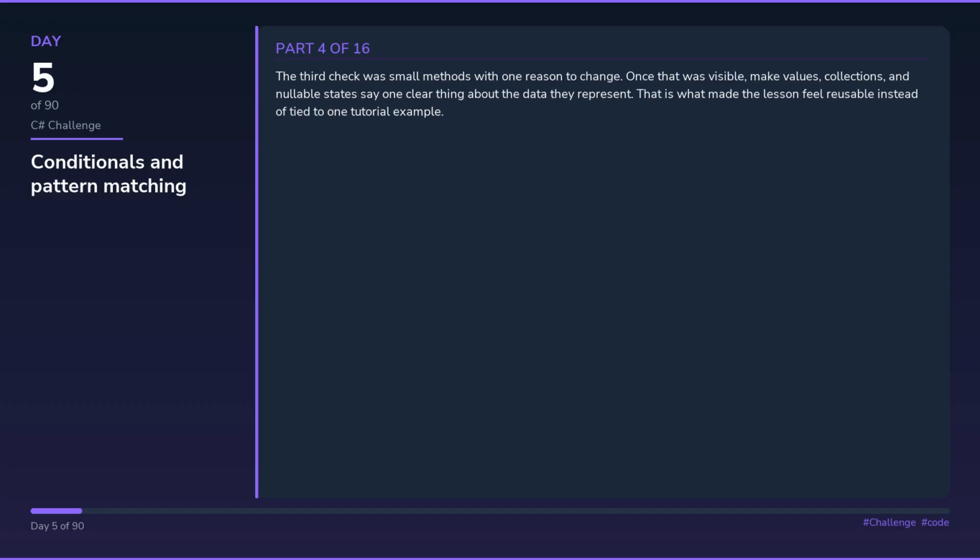The third check was small methods with one reason to change. Once that was visible, make values, collections, and nullable states say one clear thing about the data they represent. That is what made the lesson feel reusable instead of tied to one tutorial example. The implementation only started to feel solid once I used control flow and method choices to make valid transitions obvious. In C#, that usually means the types, handlers, and framework wiring all need to agree about who owns each decision.